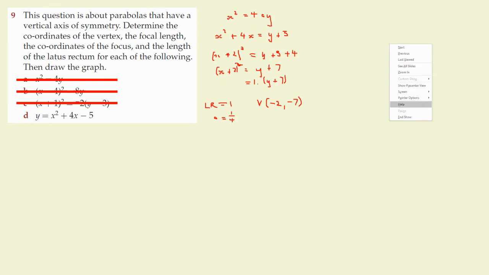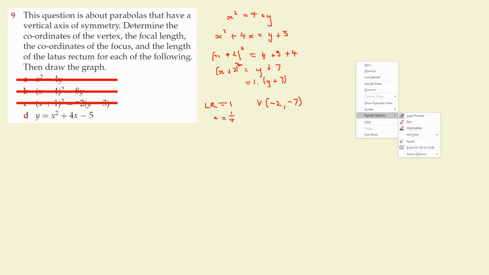So let's just check the question. Have we answered all the bits that we need to do? Yeah, we haven't sketched it yet, but let's have a look. The coordinates of the vertex, yes, we've done that. The focal length, yes, we've done that. Oh, coordinates of the focus, we haven't done that, but we did do the length of the latus rectum. So the coordinates of the focus, okay, because of which way round this is going to go, because that's a positive in there as well.